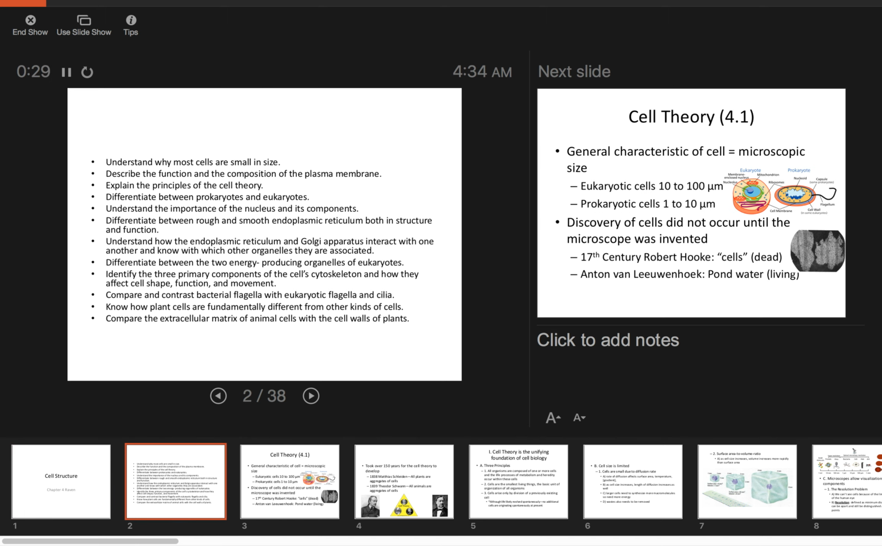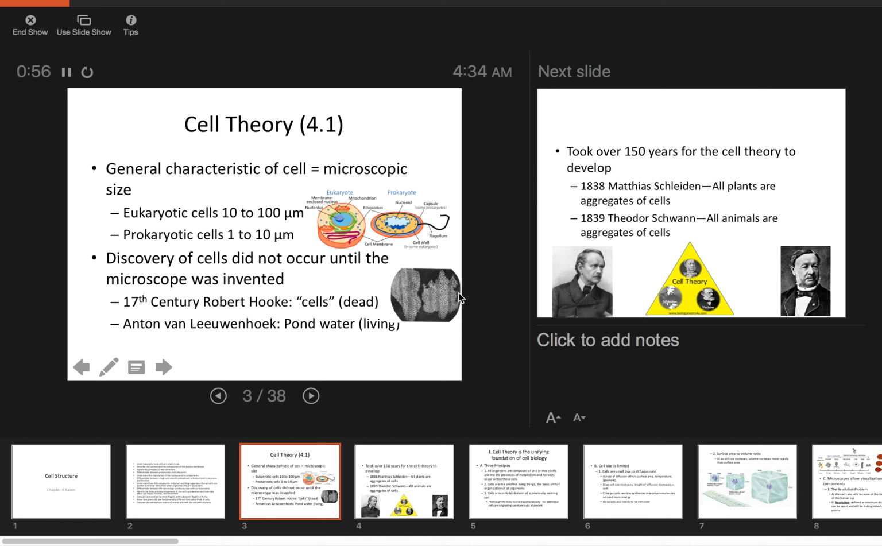So we have quite a few objectives in chapter 4, but I'm going to cover the following: understand why most cells are small in size, and there are at least 4 factors there. I'm also going to describe the function and composition of the plasma membrane, the principles of the cell membrane, and then differentiate between prokaryotes and eukaryotes, and then finally talk a little bit about the structures of the nucleus and its components. So starting off with the cell theory.